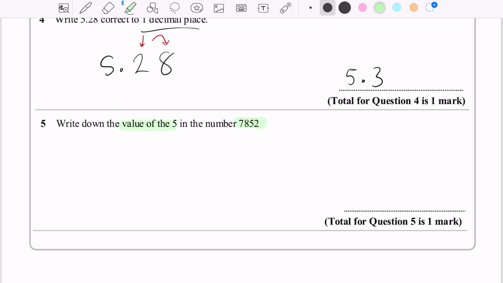Write down the value of the 5 in 7852. You want to look at the units, that's the tens column. But don't just write tens. You have to either say 5 tens or you can just write 50. Right, that's a lot easier in my opinion. Right, so this is the 50 part of the number.